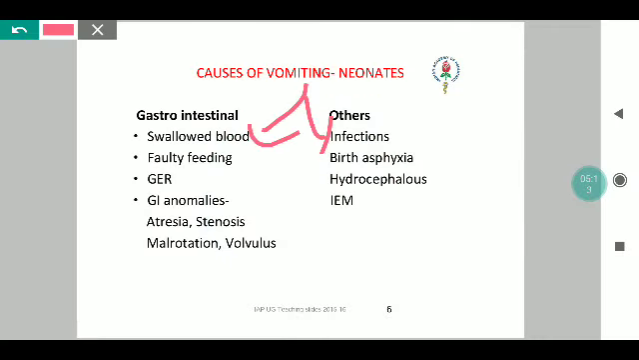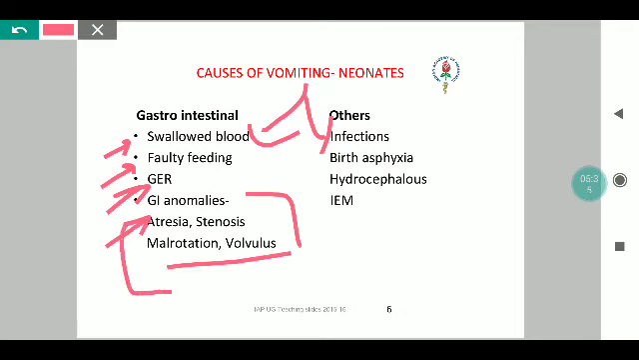I would like to mention that vomiting is predominantly a gastrointestinal complaint, but vomiting can be suggestive of other systemic involvement also. The gastrointestinal causes of vomiting in neonates could be swallowed blood because of a cracked nipple, faulty feeding technique and poor burping, gastroesophageal reflux, gastrointestinal anomalies such as atresia, stenosis, malrotation and volvulus. These are surgical conditions and somewhat rare. Other non-gastrointestinal causes include systemic infection like sepsis, birth asphyxia, hydrocephalus and inborn errors of metabolism of proteins, carbohydrates, etc.